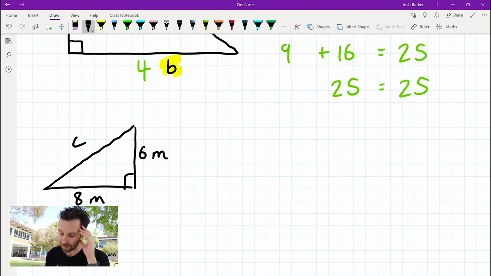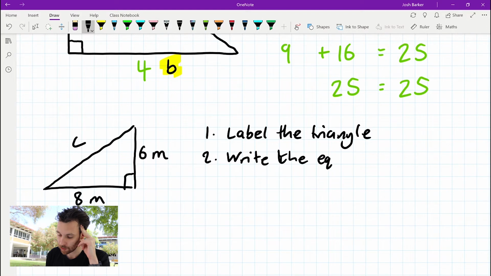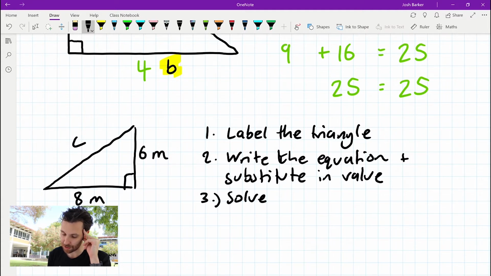So the steps to find the length of the missing side. Number 1, you're going to want to label the triangle. Number 2, you're going to want to write the equation itself, so write the equation and substitute values. When I say substitute values, we're going to use the values that are given in the question for this kind of thing. And then the third step is to bring it all together and solve it.